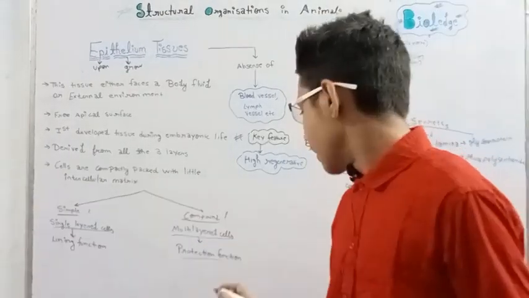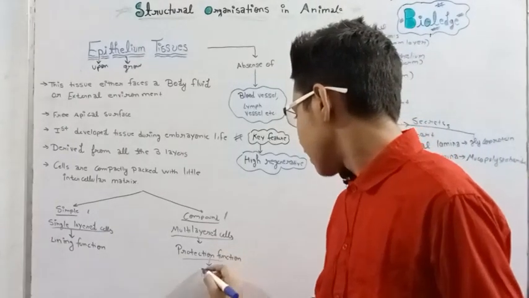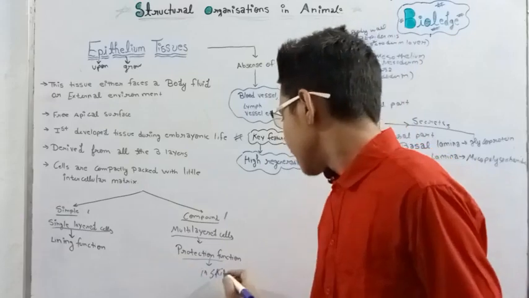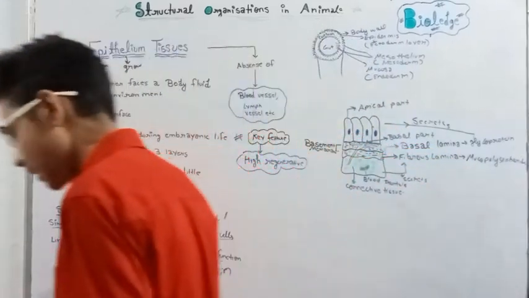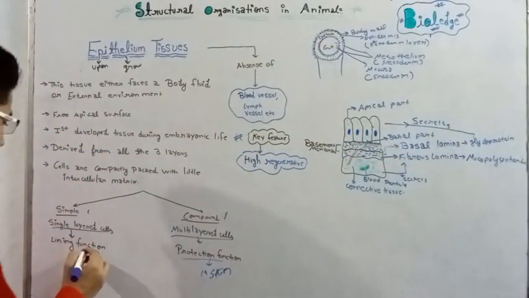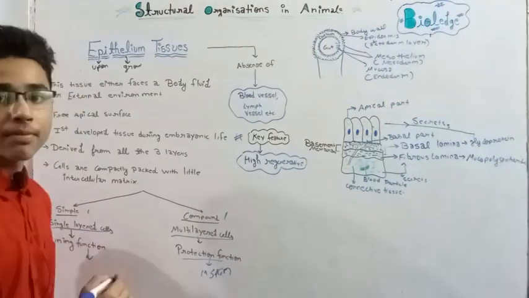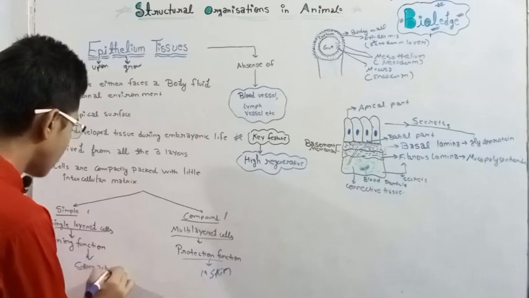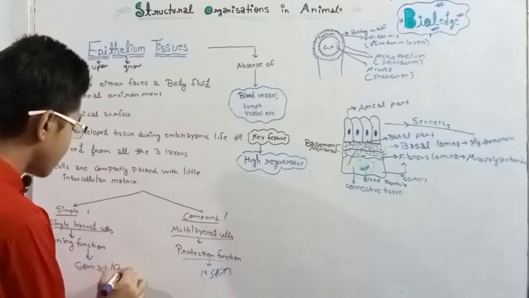So we can write that in the skin, and they can be found in many parts, such as the stomach, pancreas, etc.